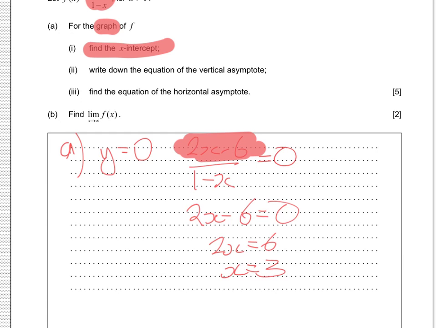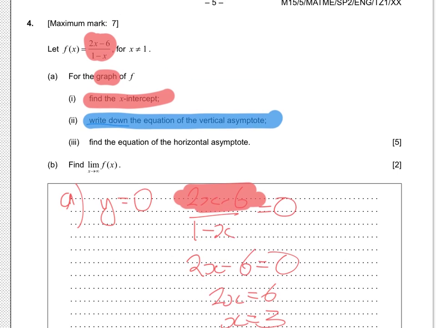Part 2, write down the equation of the vertical asymptote. So write down tells you that you don't need to do any calculation. You should just be able to look at this equation, this function, and maybe with that piece of information work out what the vertical asymptote is. The vertical asymptotes are lines where the function is not defined.